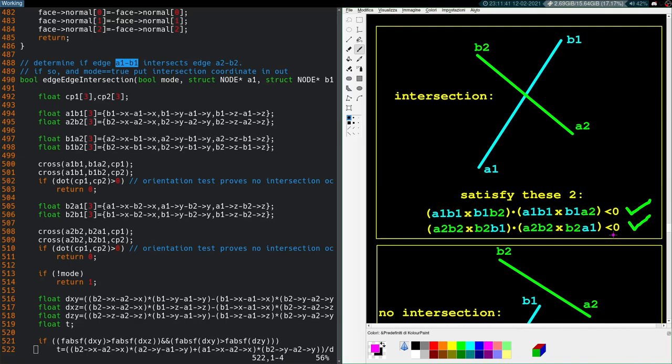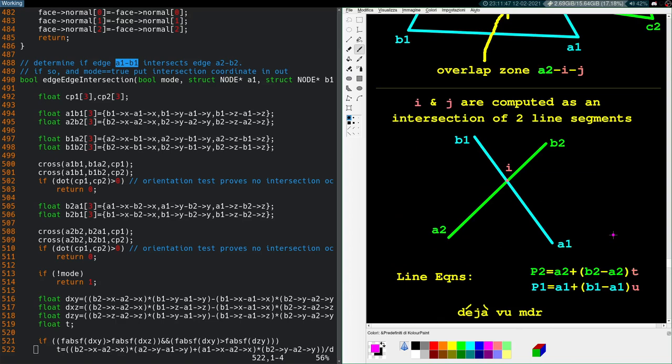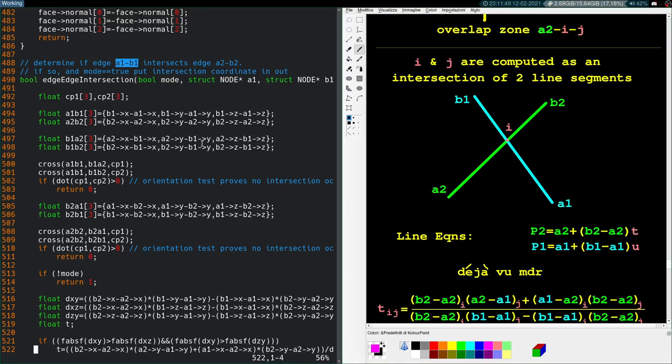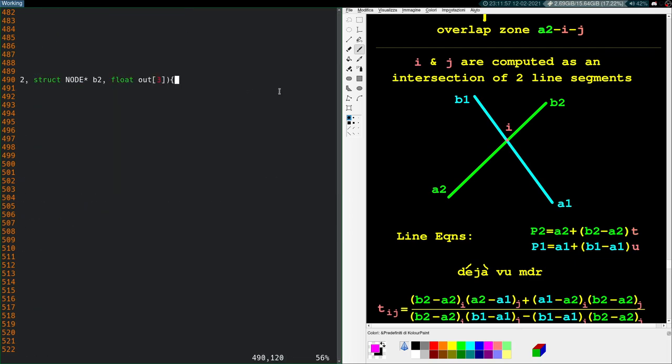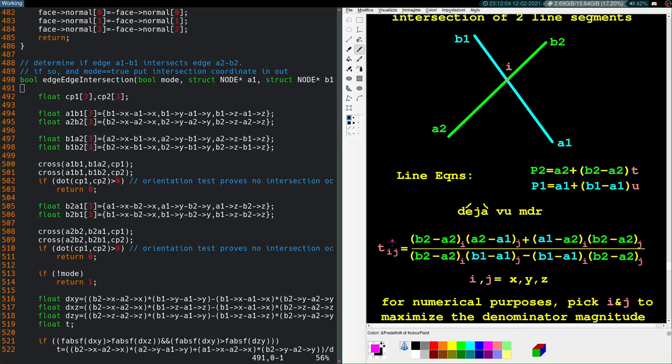Where? Here. Yeah. And also we used it down here. So basically this determines if they intersect, and also it gives you where they intersect. So it will tell you this intersection point I here in terms of an output coordinate. And it just implements what I just told you about here, this TIJ.